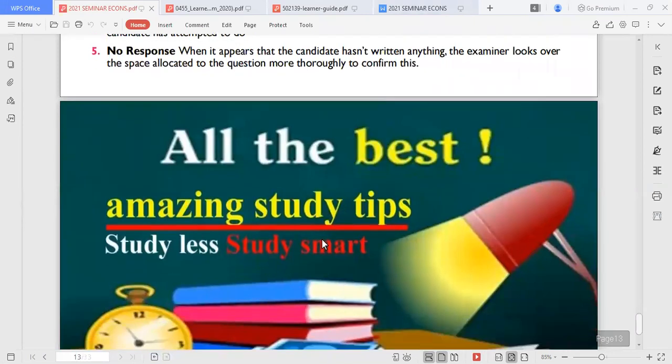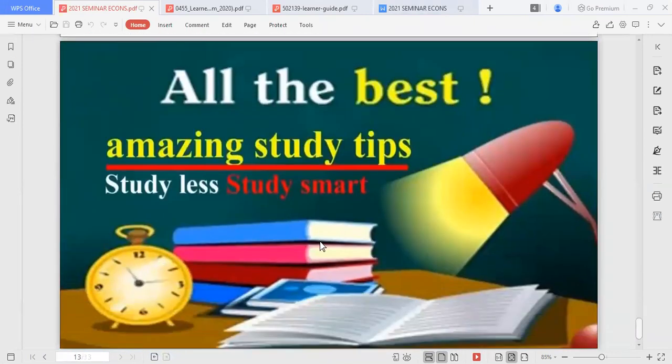So that is from my side on economics 0455. I hope all of you can score well in our paper. That is very important, people. Always keep your chin up. Don't give up. We still have time, not too very much. We can still practice on the past papers. We can still look into the textbook. Don't give up easily. Keep your chin up.